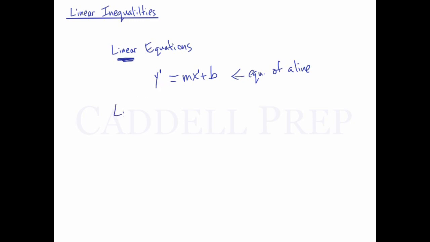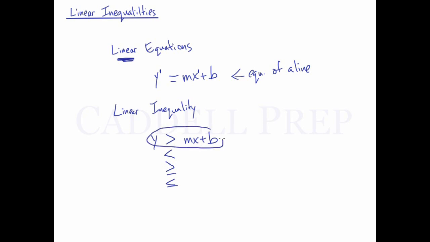So if we have a linear inequality, it's going to be similar to this, except we're not going to have an equal sign, we're going to have an inequality sign. So we might have y is greater than, y is less than, y is greater than or equal to, y is less than or equal to. And it may not be in this form already solved to represent something similar to the equation of a line.